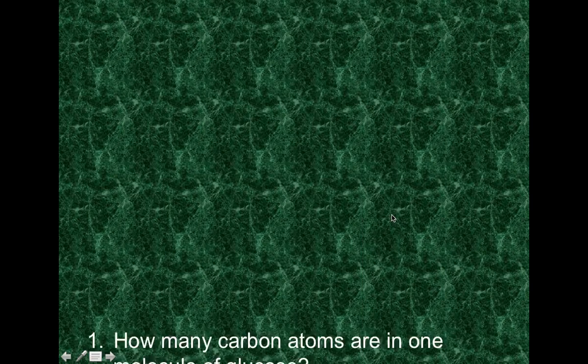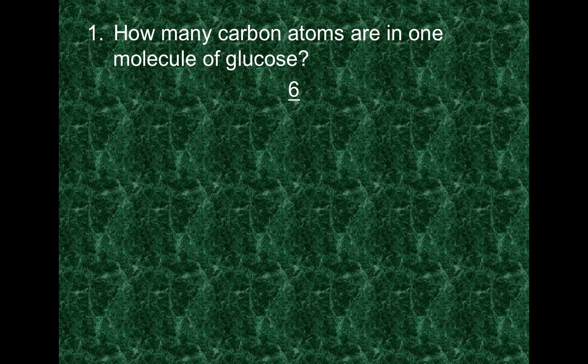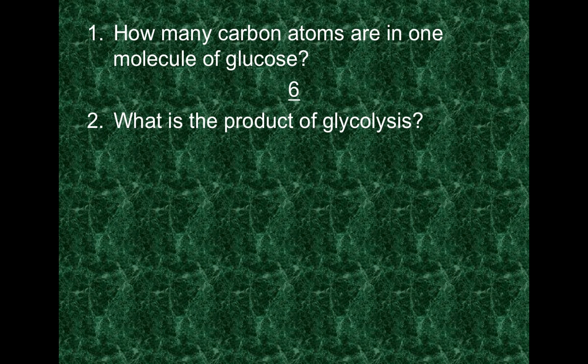All right, how many carbons are in one molecule of glucose? Well, we know that that is 6. And what is the product of glycolysis? That is pyruvic acid. So again, this is a pretty simple process with fermentation. It just does glycolysis and fermentation.